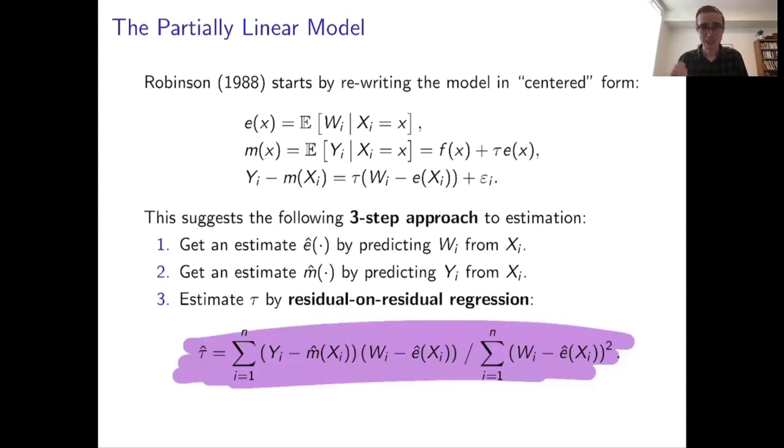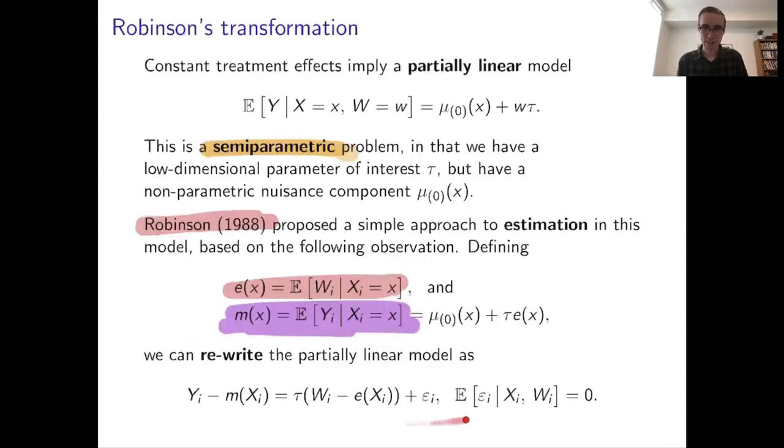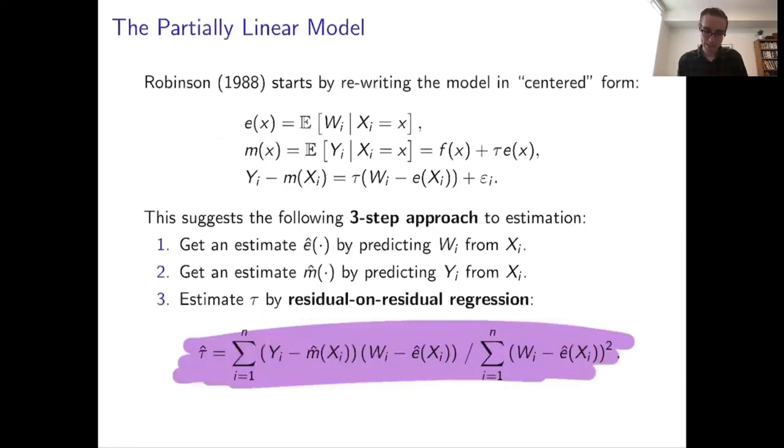How good is it? It's not clear from writing this down, but what should be immediately clear is that if M and E are consistent, then tau hat should also be consistent for the constant treatment effect parameter. Another thing I should note is this expression I wrote here. This is just the closed form solution for the univariate linear regression problem. This thing in purple means nothing else than just run the univariate regression of y minus m hat on w minus e hat.